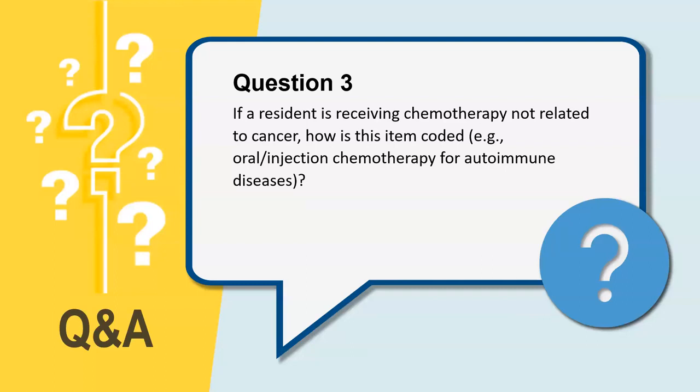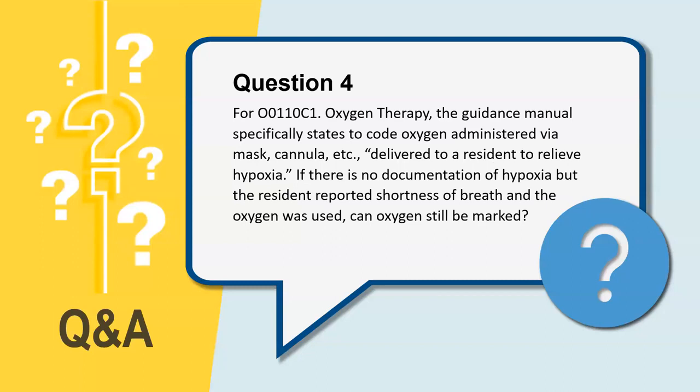Okay. And our final question is for O0110C1 oxygen therapy. The guidance manual specifically states to code oxygen administered via mask or cannula, etc., delivered to a resident to relieve hypoxia. If there is no documentation of hypoxia, but the resident reported shortness of breath and the oxygen was used, can oxygen still be marked?